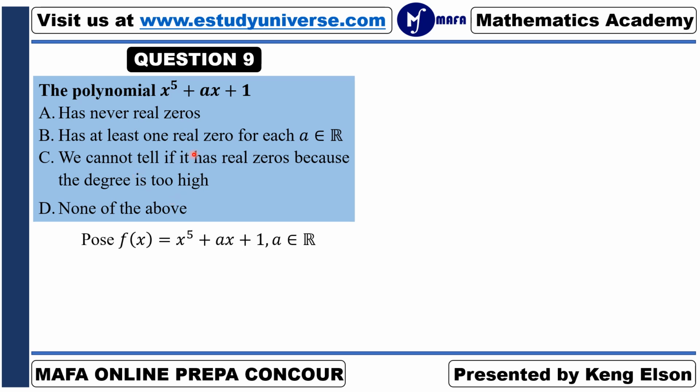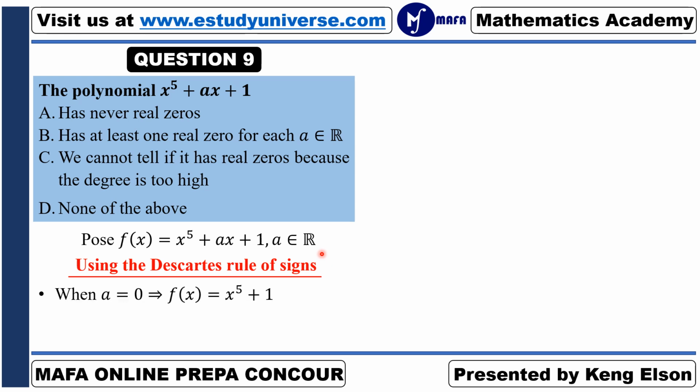All right, so first of all we are going to let f of x be the polynomial given, x to the power 5 plus ax plus 1, and we specify that a is a real number. Now we are going to use what we call the Descartes rule of signs. This Descartes rule of signs says that the number of positive real solutions to a polynomial is equal to the number of sign changes in the polynomial from one term to another. This is what I'm saying: f of x is equal to x to the power 5 plus ax plus 1.